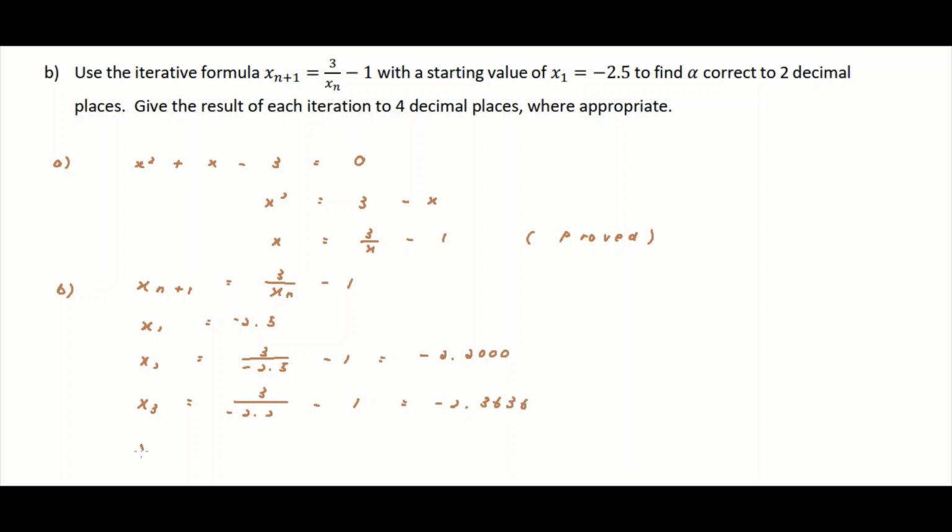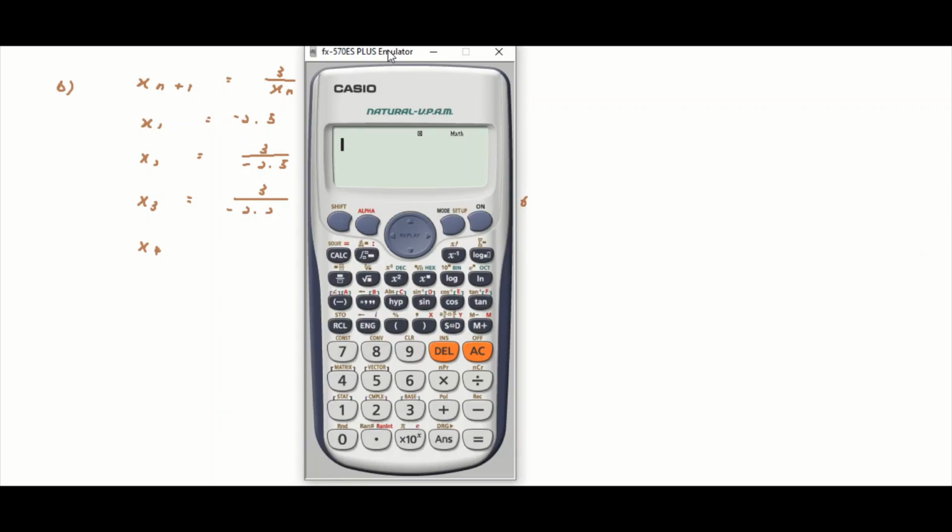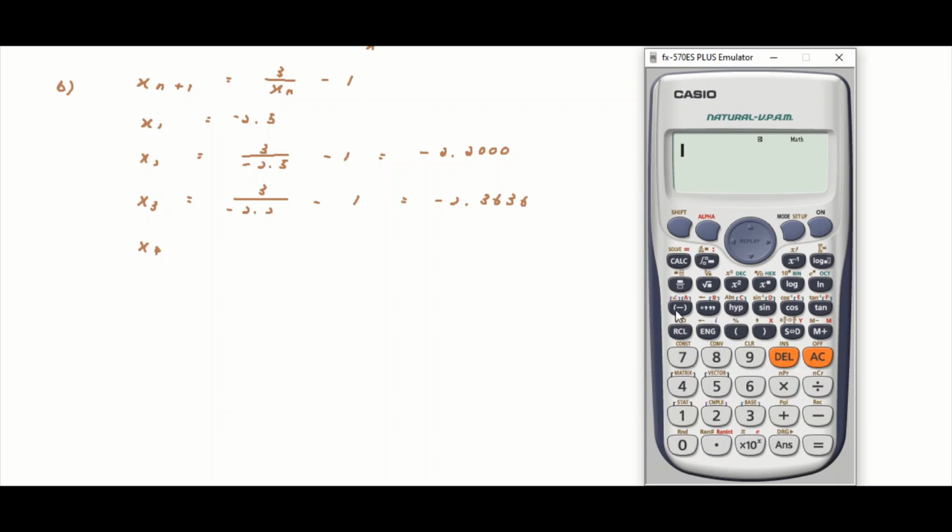After that, you do not need to repeat the substitution. You can straight away use your calculator to get your answer. I'm just going to repeat one last time: you key in negative 2.5 equals, then 3 over your answer minus 1. When you press, you should get your first value, negative 2.2, and then your next one, negative 2.3636, and you get x4, x5, and so on. Then you just copy down in your worksheet. I'm just going to write it here.